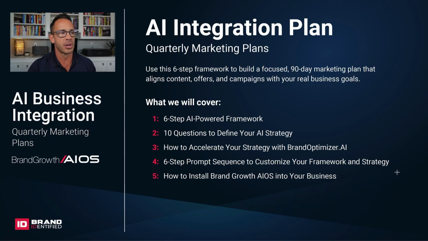So this is what we're going to cover today. First off, we're going to look at that 6-step AI-powered framework. Then I'm going to help you answer the 10 questions that you must answer to define your AI strategy. Then I'm going to show you how to accelerate your strategy with a custom GPT over at BrandOptimizer.ai. Then I'm going to walk you through a 6-step AI prompt sequence to customize your framework and your strategy specifically for your business, also using that custom GPT over at BrandOptimizer.ai. And then I will show you how to install Brand Growth AIOS into your business. So let's jump in and get started.